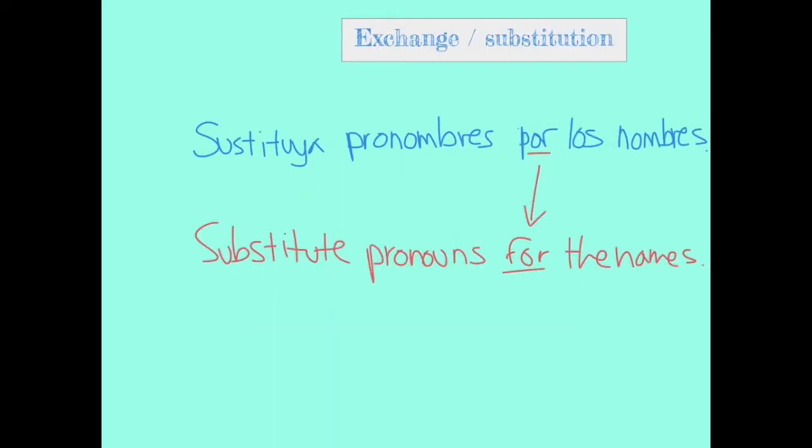Exchange or substitution. Sustituya pronombres por los nombres. Substitute pronouns for the names. So remember I mentioned just a minute ago that exchange is using por. Anytime we trade items, something for one item for another, well, that's por.